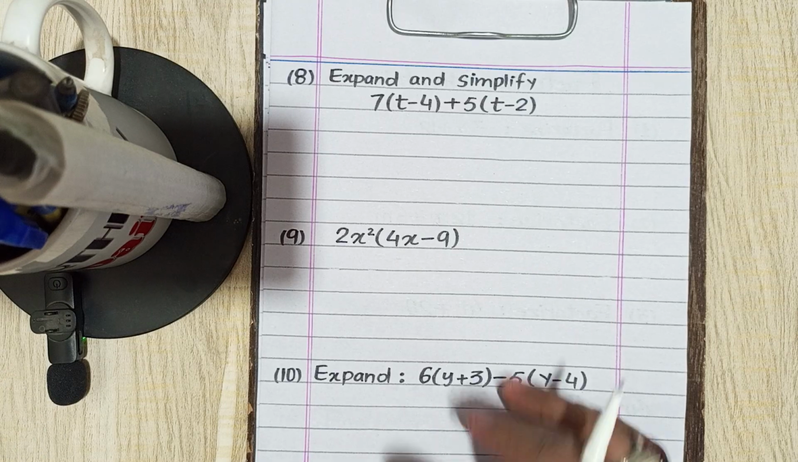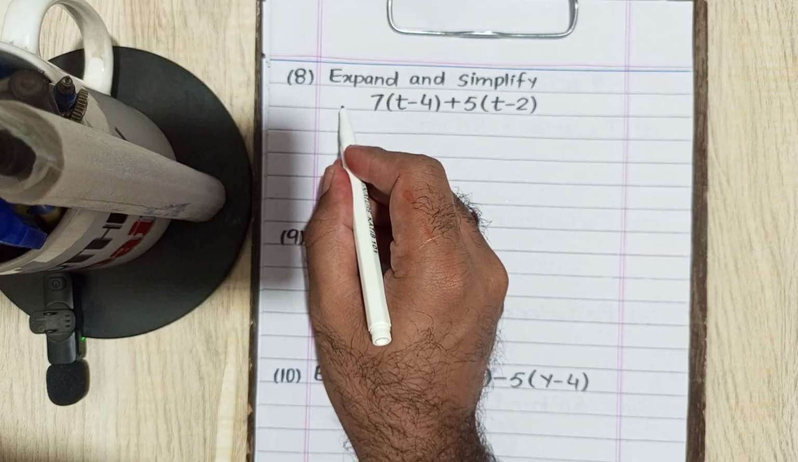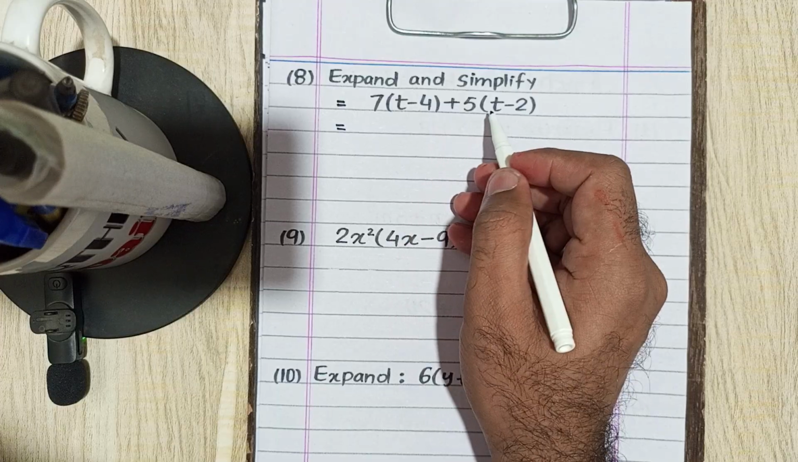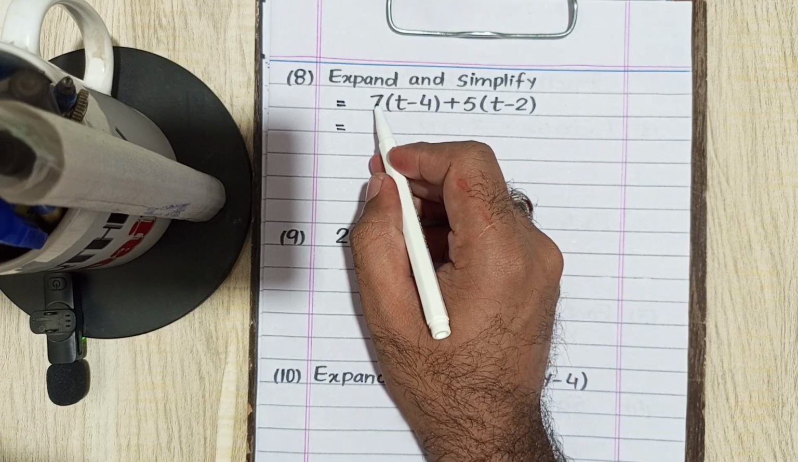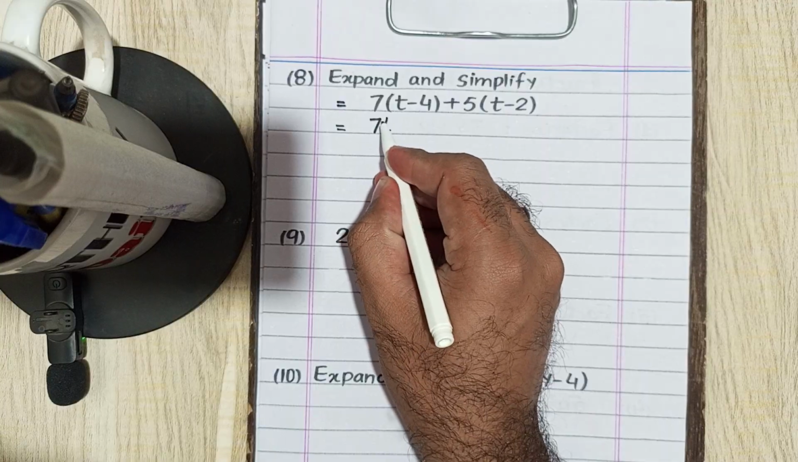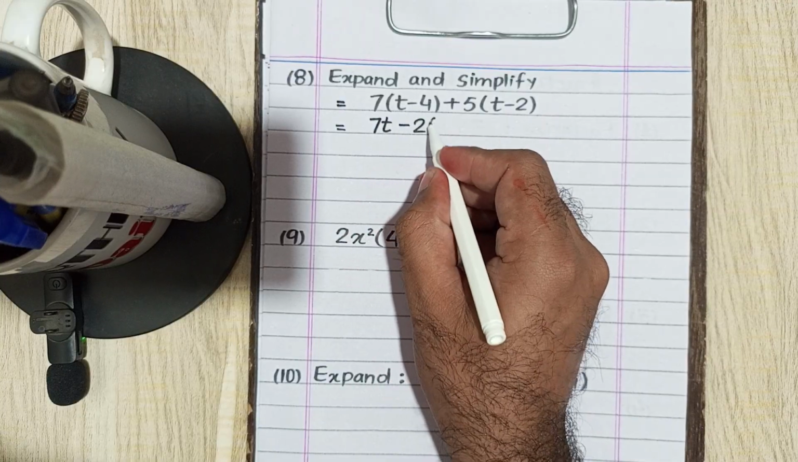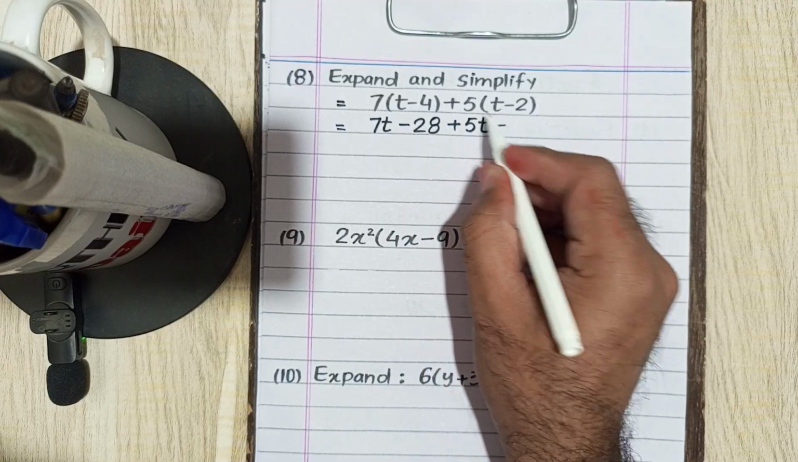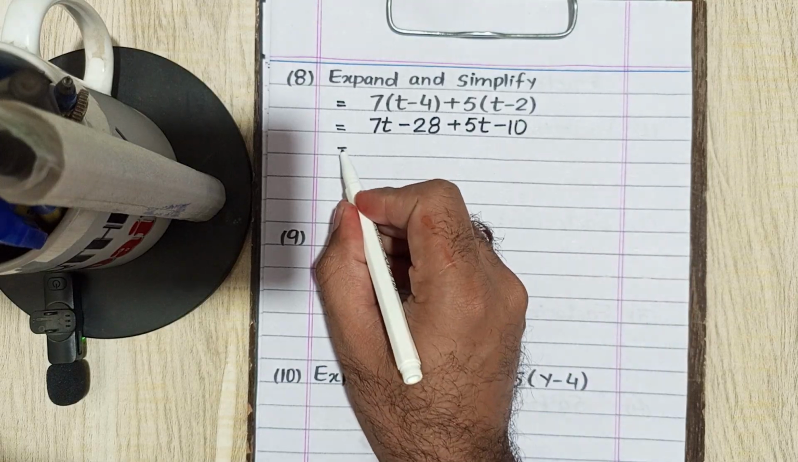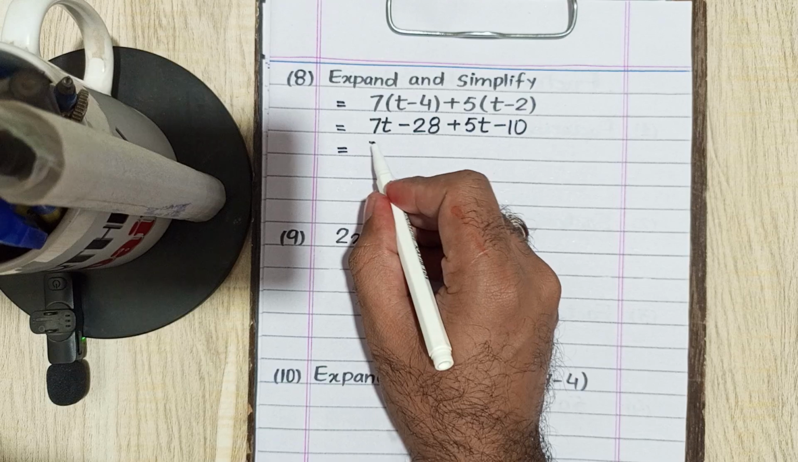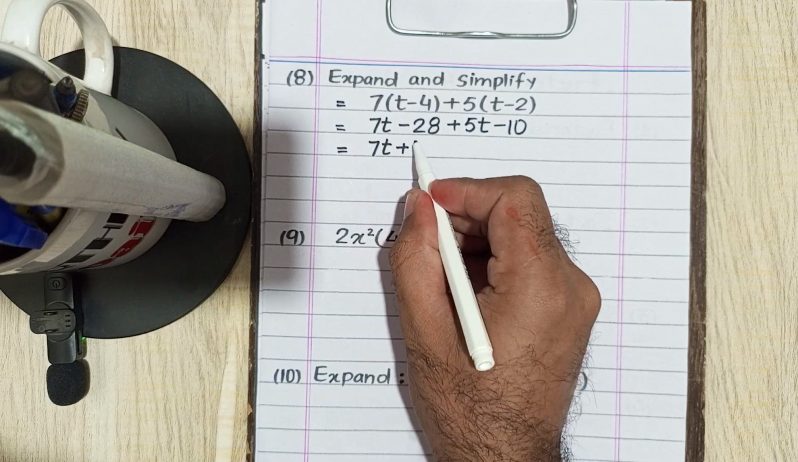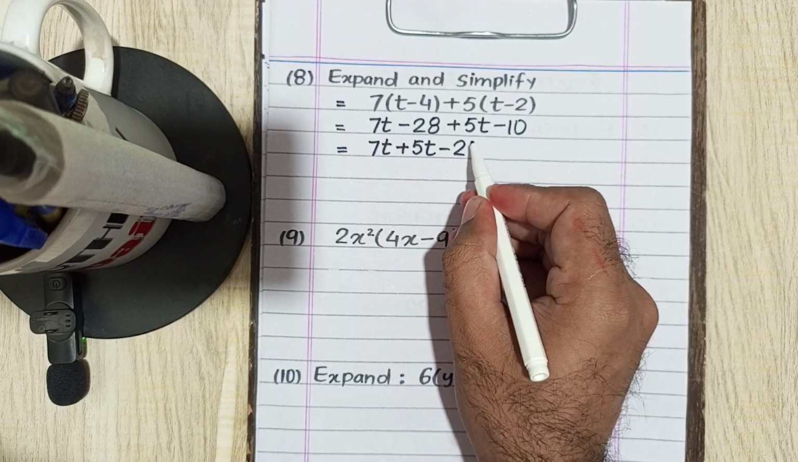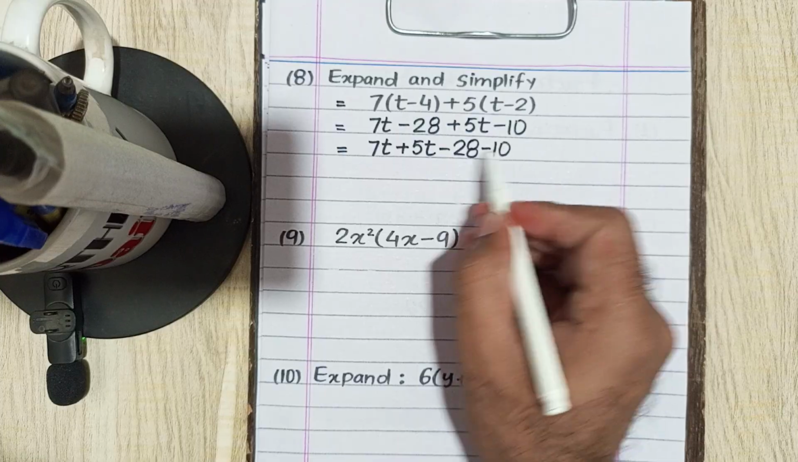Now our next question 8, expand and simplify. In this question we have 7 into t minus 4 plus 5 into t minus 2. So we multiply 7 with t, so we have 7t, minus 7 fours are 28, plus 5t minus 5 twos are 10. So we write like terms with each other, 7t plus 5t, and constant terms with each other, so we have minus 28 and minus 10.